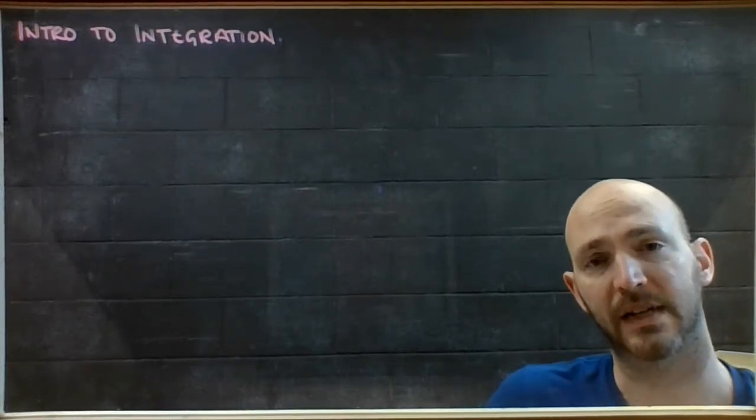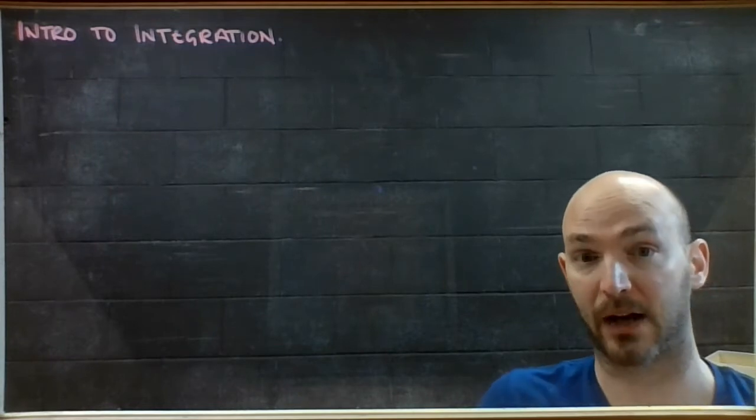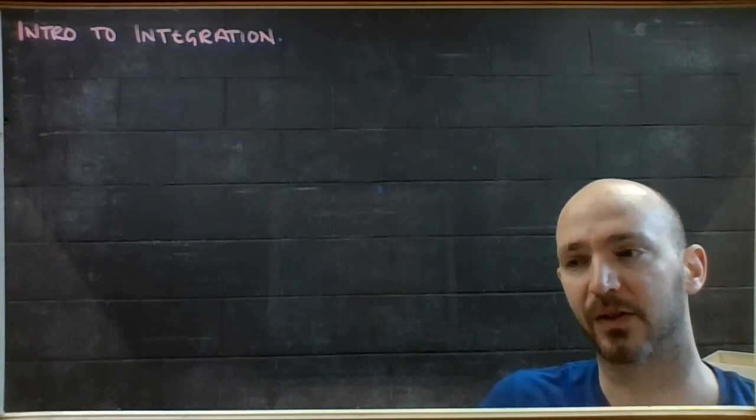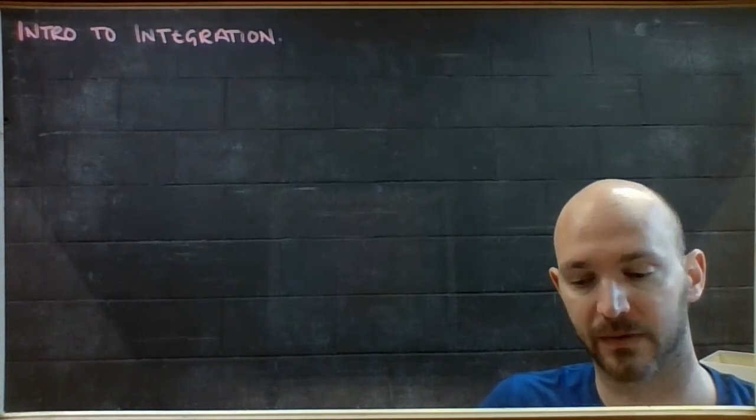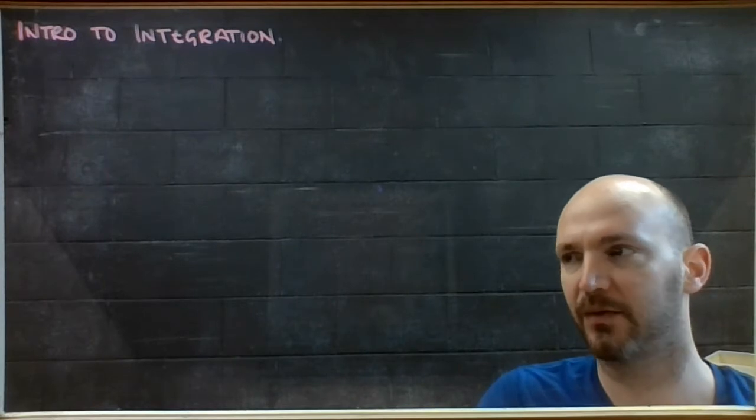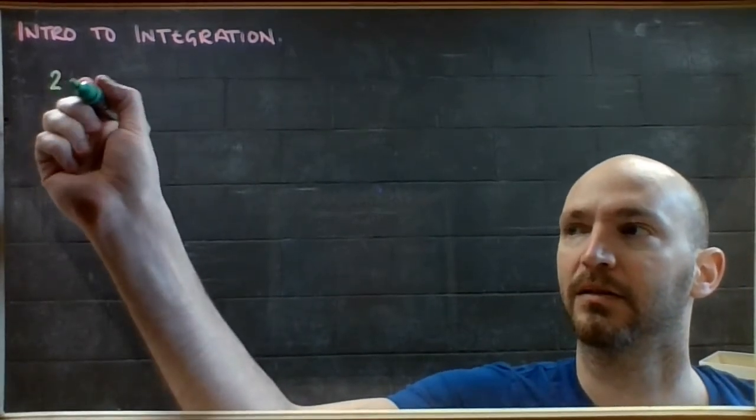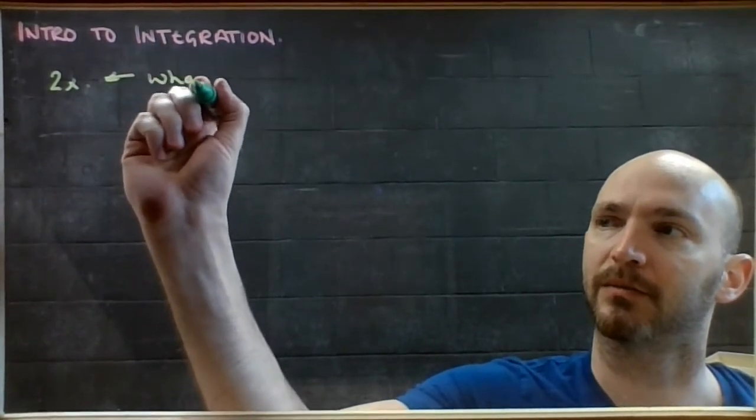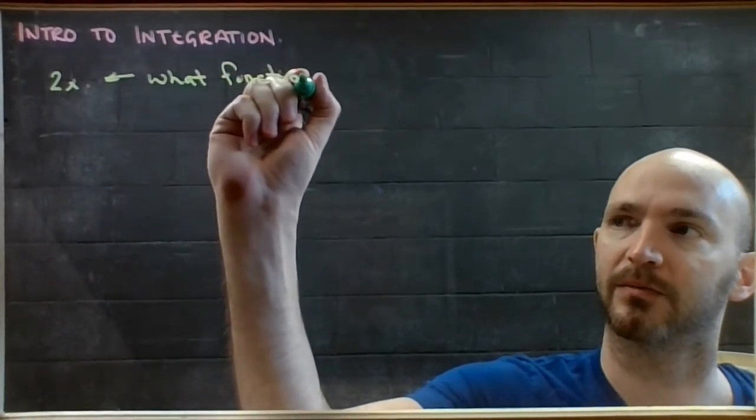So the second piece of calculus is being able to take the derivative backwards. So to be able to take something and answer what function generated this particular derivative. So if I were to give you an example, a function like this, 2x. Okay. What function has 2x as its derivative?